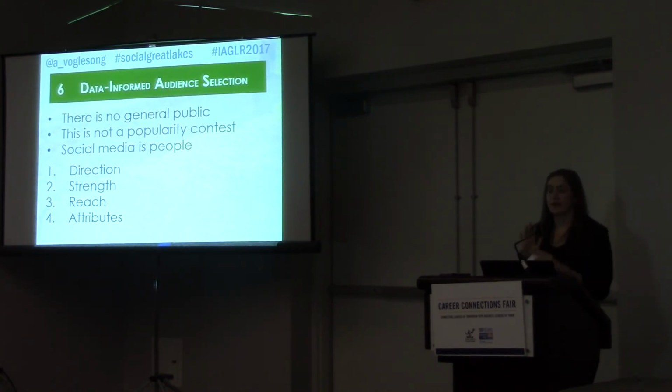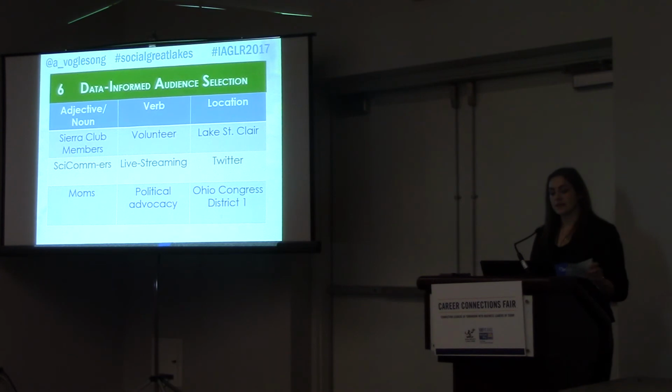And so not only did we learn the 3 lessons today and the 4 criteria for evaluating any tool, you can pick any data analysis tool for social media that you want for these 4 criteria, and you can start to plug in the information you get there into your audience Mad Libs. So the IJC, for example, learned that Sierra Club members who volunteer in and around Lake St. Clair were an audience we were engaging with, and maybe one we want to engage with more.